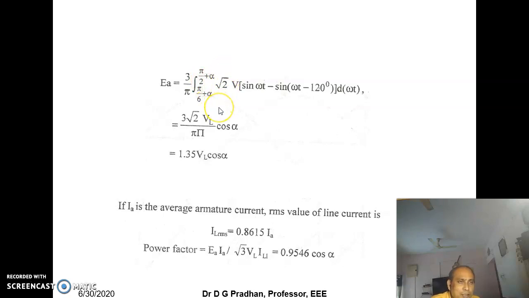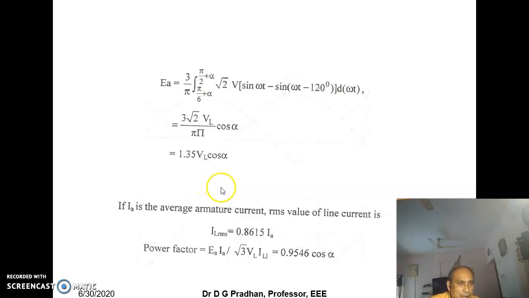During this period T1, T2 are conducting, so the voltage is Vp1 minus Vp2, that is root 2 V sin omega t minus sin of omega t minus 120 degrees. Here V is the RMS value of the phase voltage, so we can convert it into line voltage. After integration and simplifying, we get 1.35 VL cos alpha. This is the average value of the output voltage of the converter, or the input voltage to the motor, where VL is the RMS value of the line voltage.